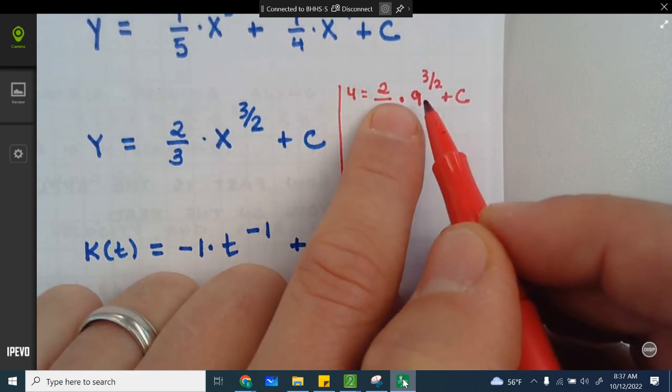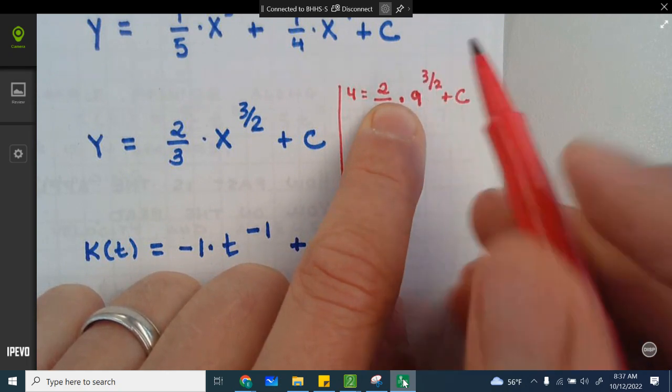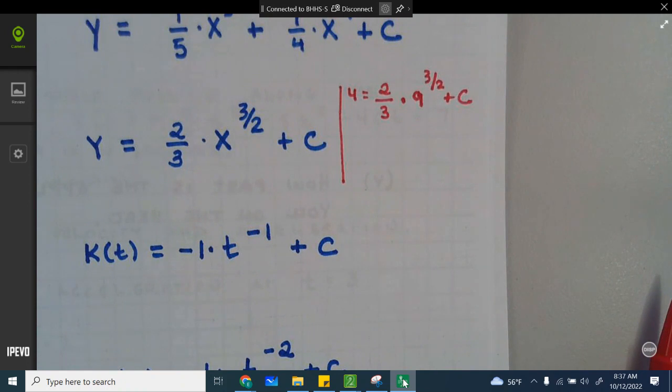So here you would say the square root of 9 is equal to 3. Good. And then the 3 is telling you to cube that. So 9 to the 3/2 would be 3 to the third, which would be 27. Okay. Make sure you know how to do that by hand.